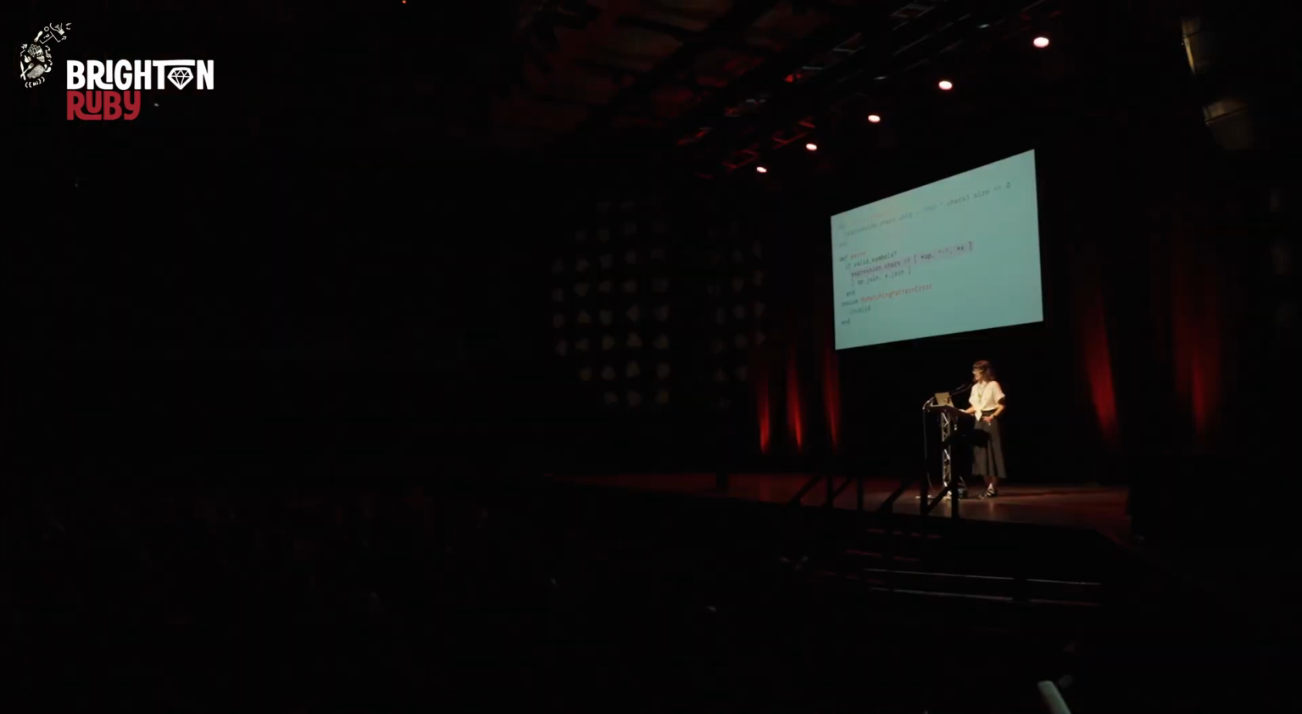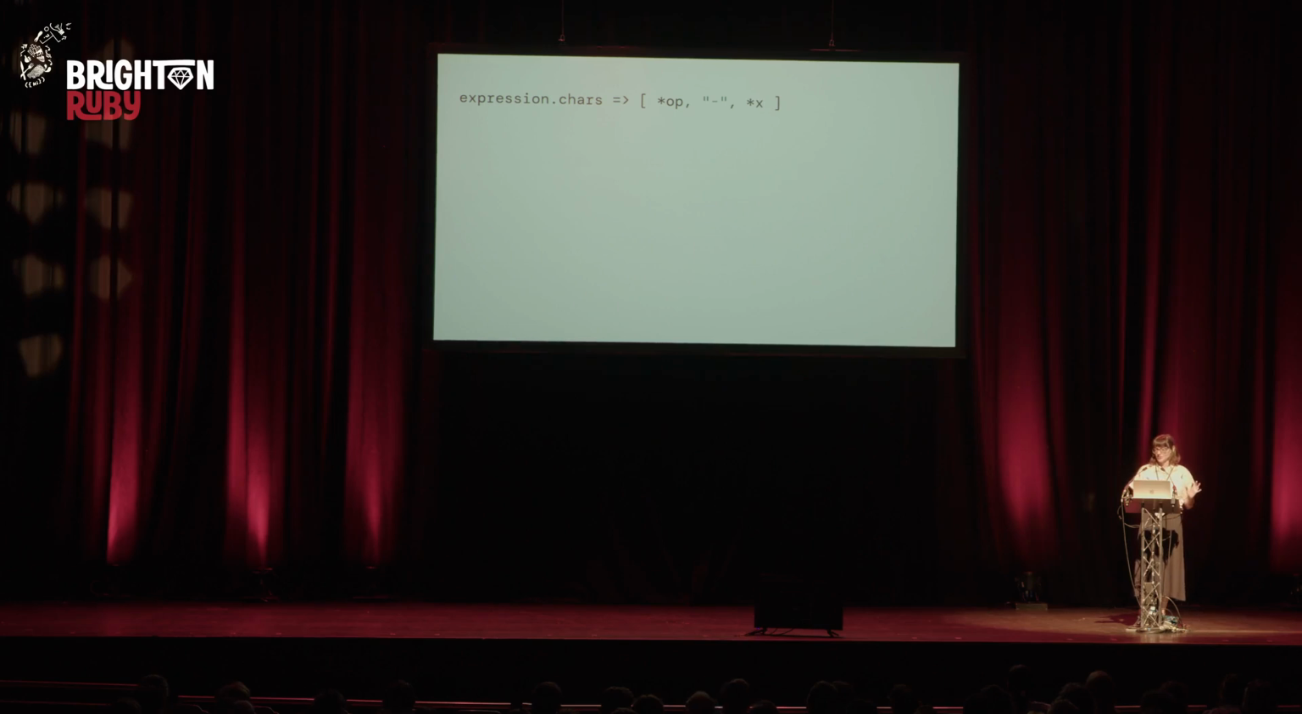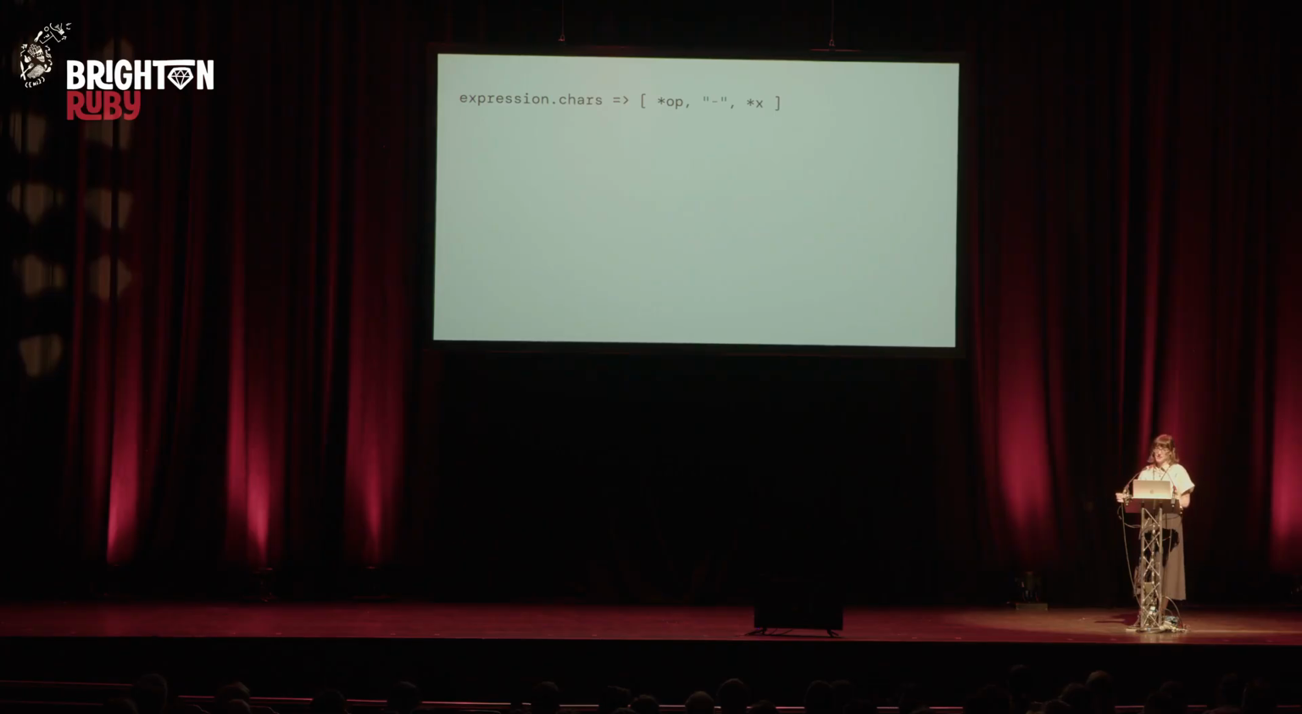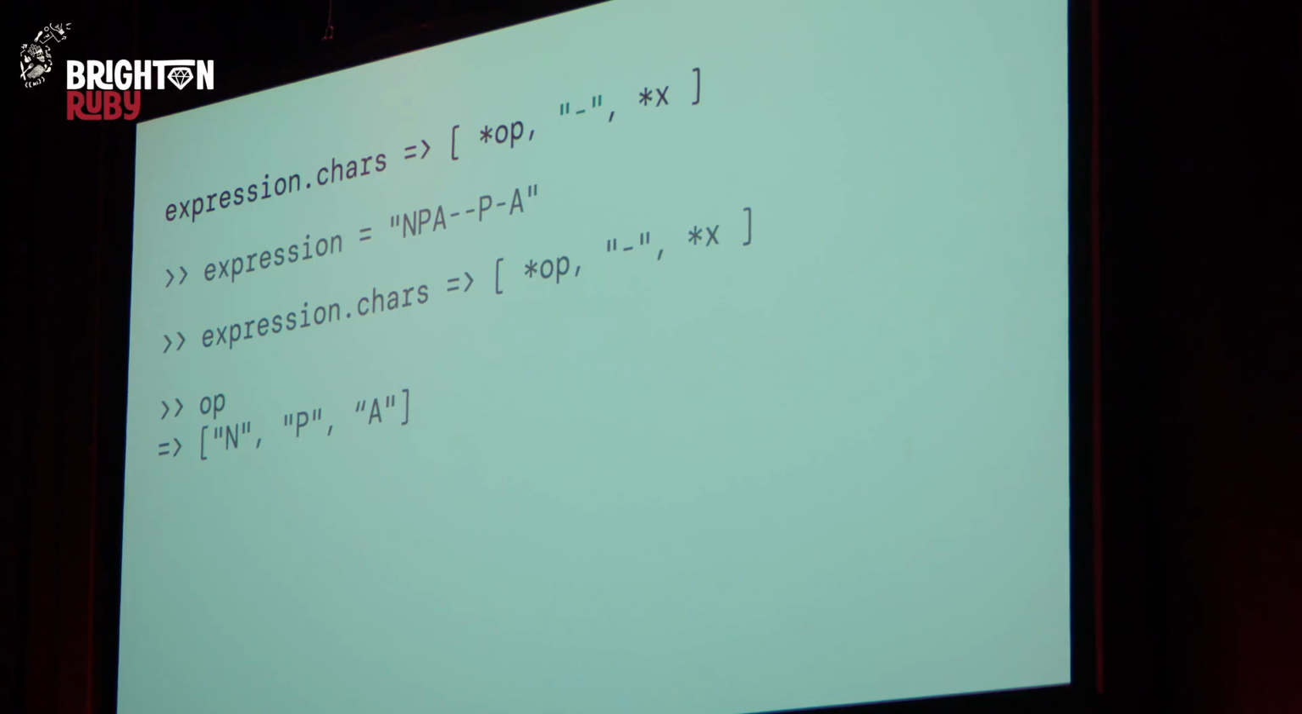If you are not that familiar with it, let me go quickly over how this works. This is going to split the expression by the first dash, and then assign the part on the left side to OP and the part on the right side to X. If we see that with an example, if we have that expression and we run this code, we get in OP the first part before the dash, and in X the part after the first dash. So this is what this code does.